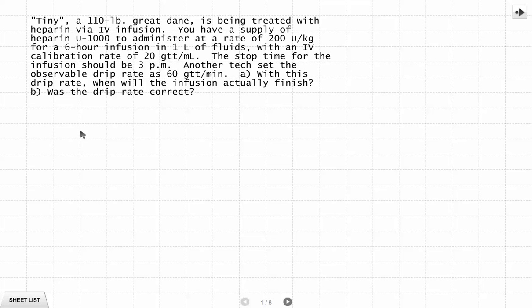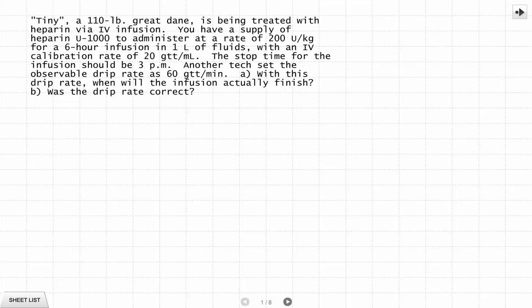We have the weight of the patient, we have the supply, we have the dose rate, we know how long the infusion is going to go, we know how many fluids we're going to work with, and we have our IV calibration rate. In the second sentence, we are told that the stop time for the infusion should be 3 p.m. And we are also given that the observable drip rate is 60 drops per minute or 1 drop per second. So with this drip rate, if this is how the drip rate is set, when will the infusion actually finish? And based on what we see in part A, can we say the drip rate of 60 drops per minute was correct?